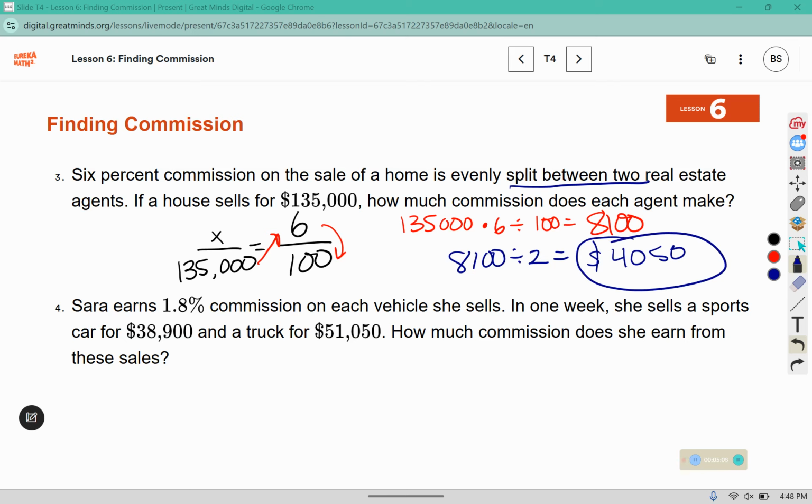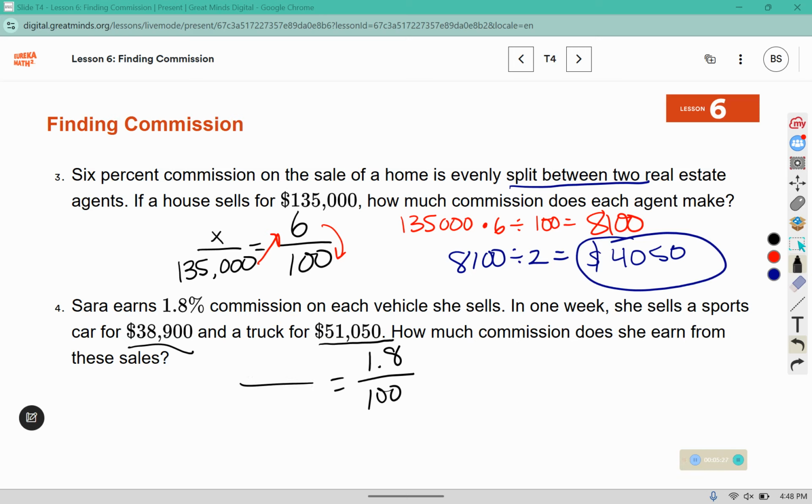Sarah earns 1.8% commission on each vehicle she sells in 1 week. So that's 1.8 out of 100. She sells a sports car for $38,900 and a truck for $51,050. How much commission does she earn from these sales?